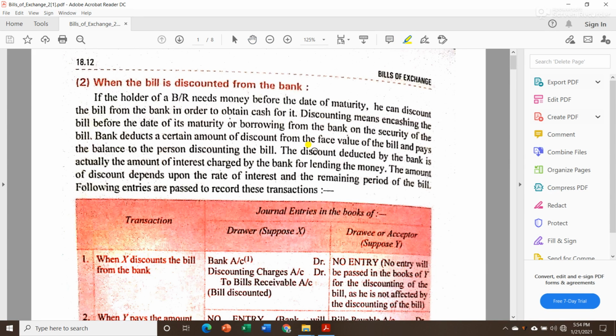Hello students, in this session we will be discussing the second use of a bill of exchange. Now the second point is when the bill is discounted from the bank.